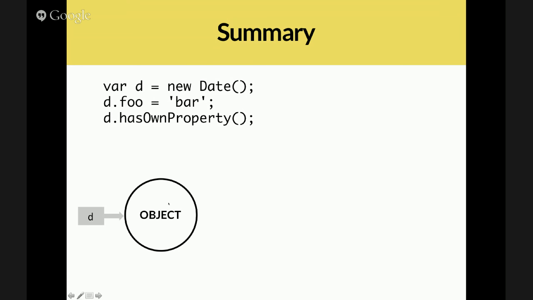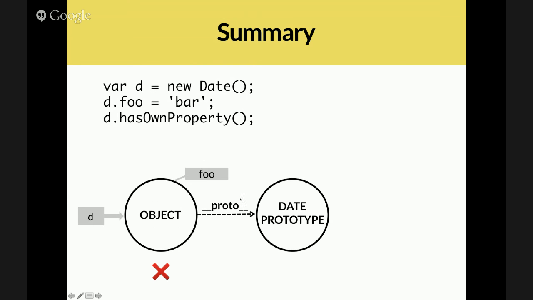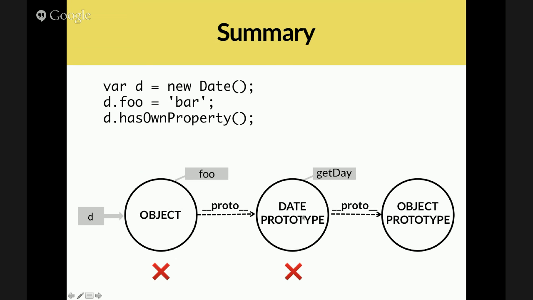So the date object, when that's created, I'm adding the foo property to it, but the dot operator, when it's trying to look up hasOwnProperty, is going to walk up from D to find the date prototype object, which is next in the proto chain, which has all the methods like getDay, setDay, every kind of date related method there, but hasOwnProperty isn't there. And then finally, it's going to walk up the next stage of the proto chain to the object prototype object and find the hasOwnProperty method there.